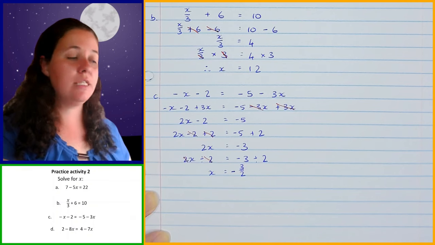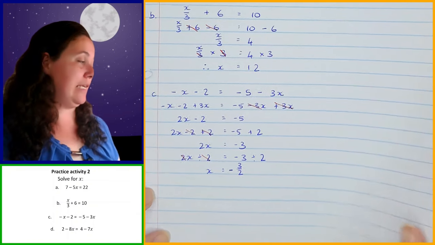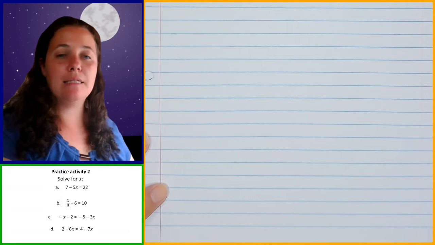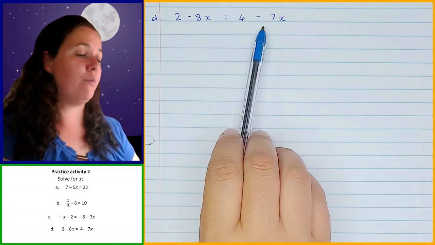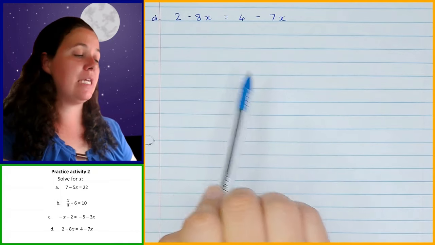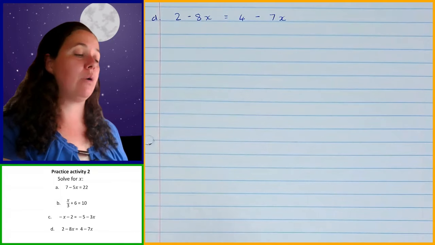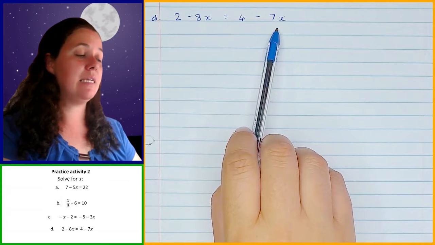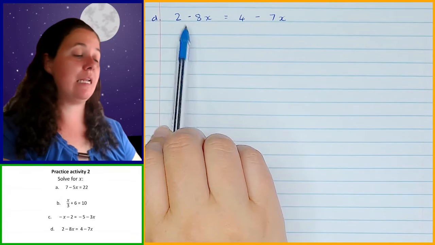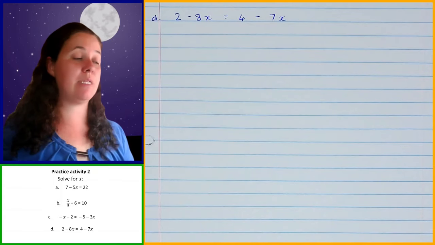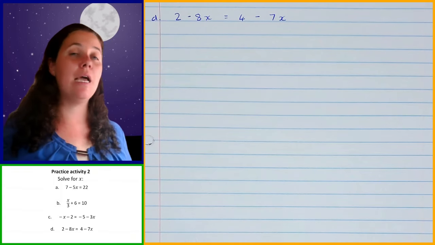And then the last example, question D, we had 2 minus 8x equal to 4 minus 7x. So again, just like in the previous one, I want to get rid of any x's that are on the right-hand side, and I want to get rid of any constants that are on the left-hand side. Now, remember I said you can do those in the same step, so that's what I'm going to do this time. I'm going to do that in the same step.